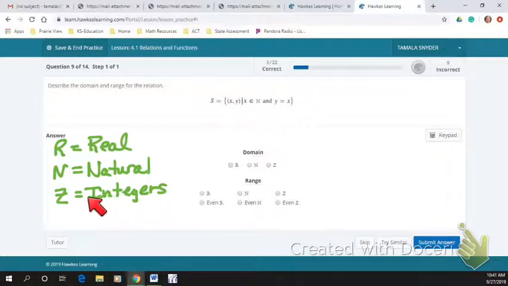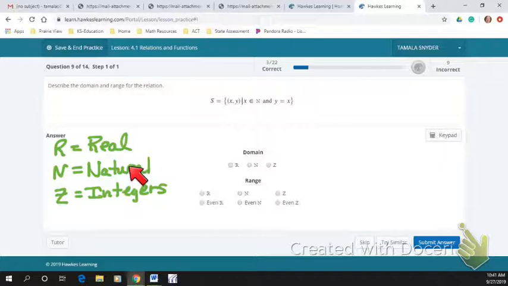Integers is all positives, negatives, and zeros. No fractions, no decimals. Does everybody know what the set of integers are? All the positives, all the negatives, and zero. No fractions, no decimals. Naturals, think of where is it natural to start counting from?